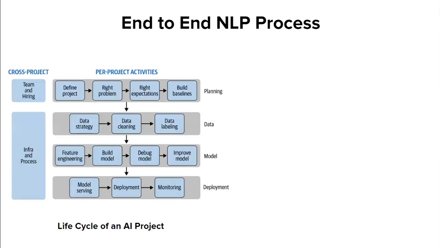So the final chapter of the book, End to End NLP Process, tries to tie everything we discussed so far together into the context of a project life cycle. So if you look at the life cycle of a typical AI project, we come across many different activities like planning, data creation, modeling, deployment. We also talk about, while planning, team and hiring, defining the project, coming up with the right problem, setting right expectations.